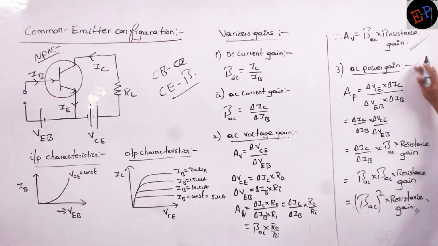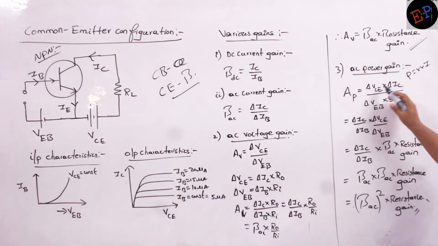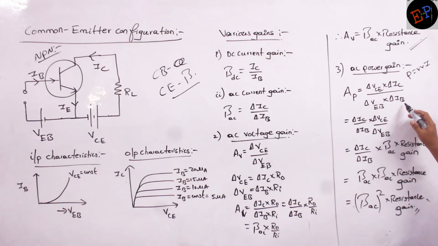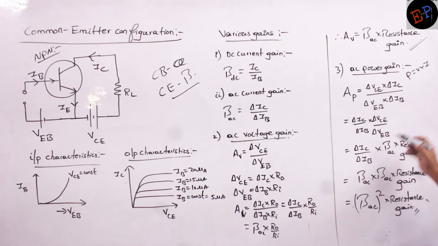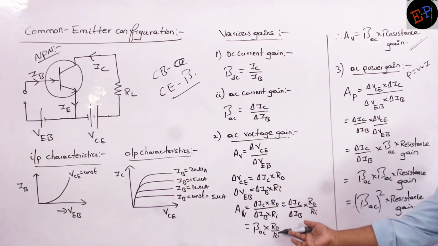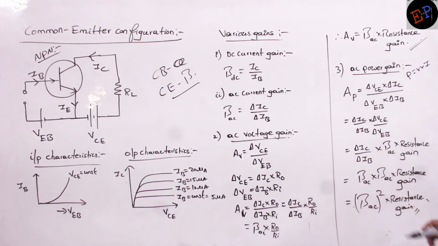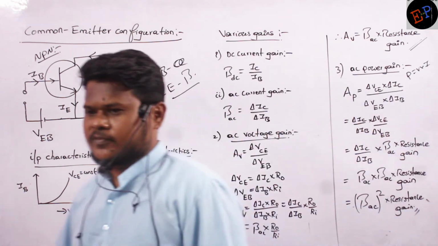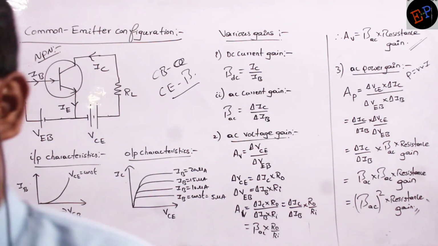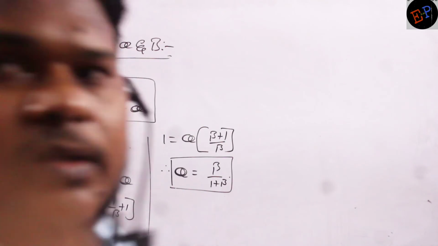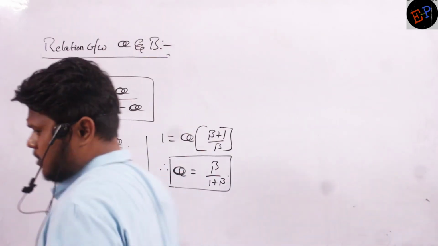Next, power gain. Power is nothing but V into I, no? So output power divided by input power. Output power means output voltage and output current, input voltage and input current. And voltage can be written as I into R. Voltage we have already written as beta AC into resistance gain. So substitute here: beta into beta AC multiplied by resistance gain. So beta AC whole square multiplied by resistance gain is the equation for power gain. Very simple.